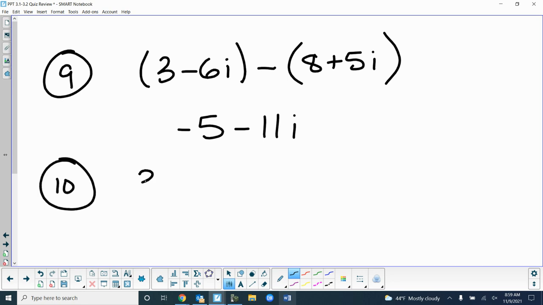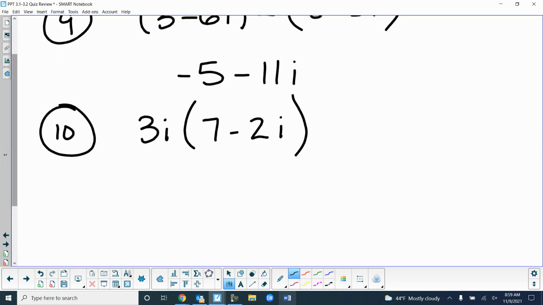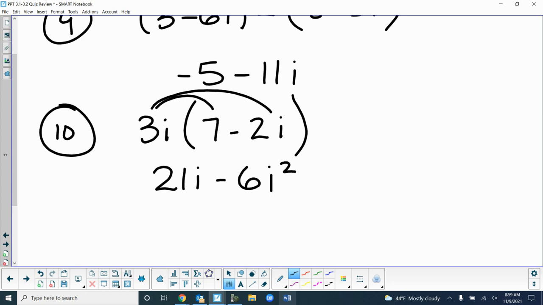Number 10. All we're doing is distributing, right? So you go 3i times 7, and 3i times negative 2i is negative 6i squared. Remember, we have learned in these couple sections of this chapter that i squared equals what? Negative 1, right? So this is like negative 6 times negative 1, which is positive 6.